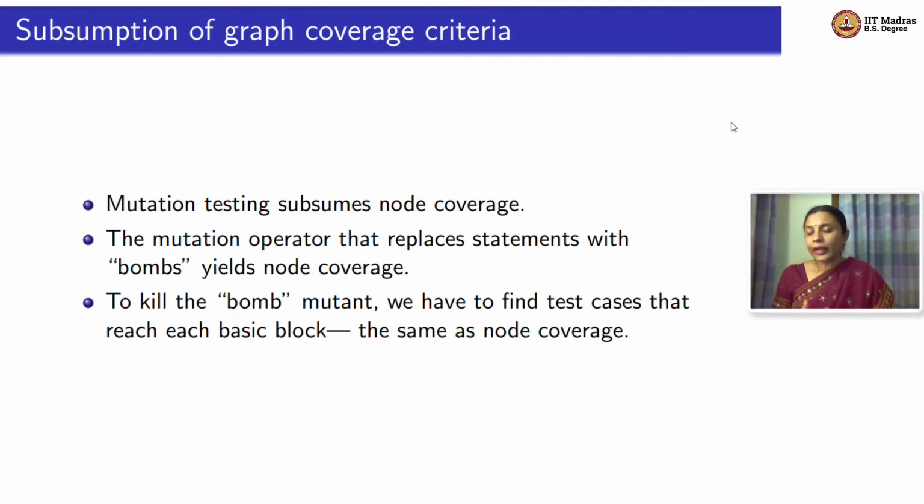So by writing a test case to kill a mutant that is produced by replacing a particular statement with a bomb statement, you're ensuring that you're reaching that particular statement. Now repeat the same thing for the next node or the next statement that you want to reach. So in effect, by creating several mutants which take turns to replace specific statements with bomb statements, we can recreate the effect of node coverage using mutation testing. It is in this sense that mutation testing subsumes node coverage.